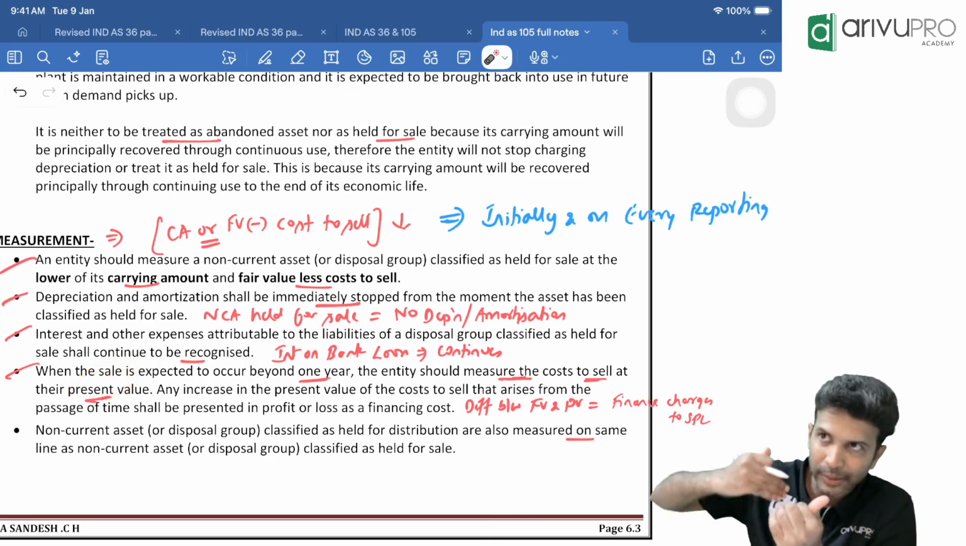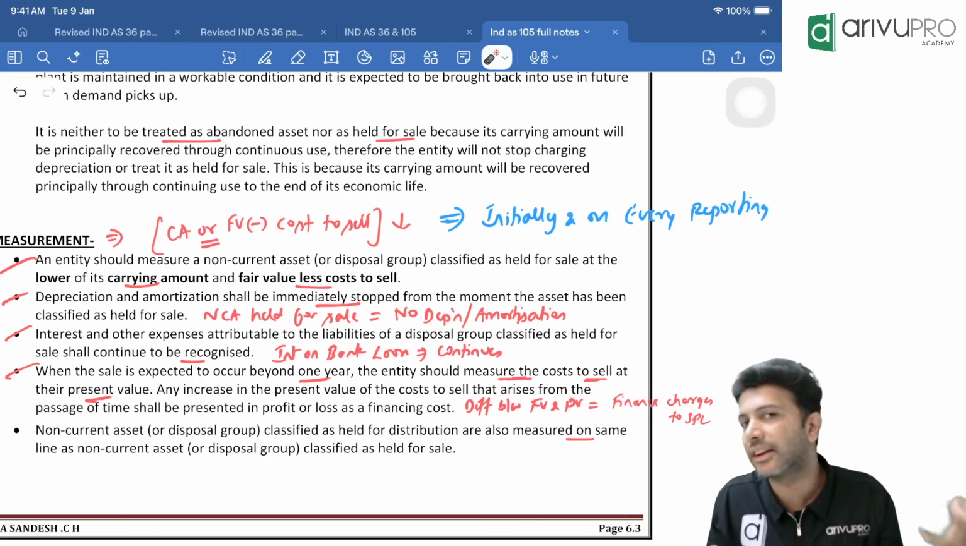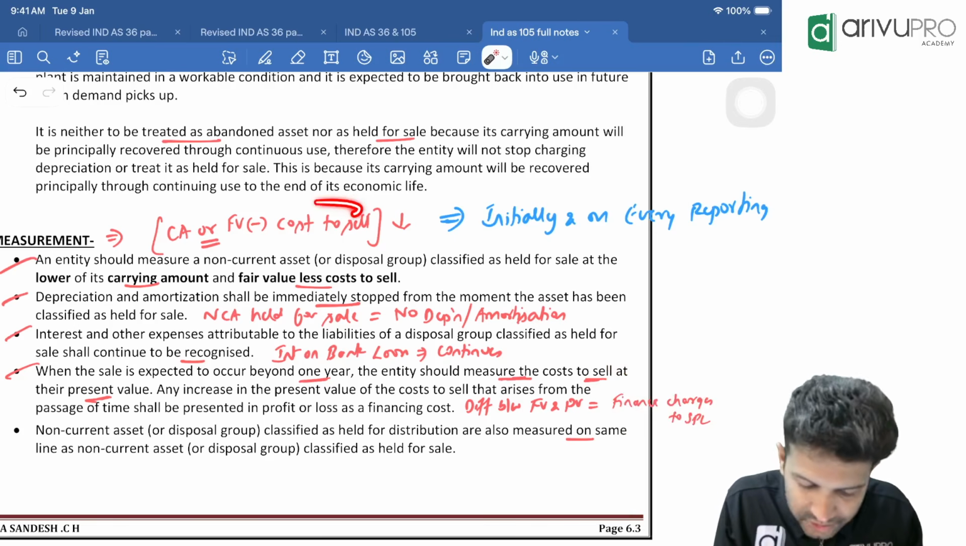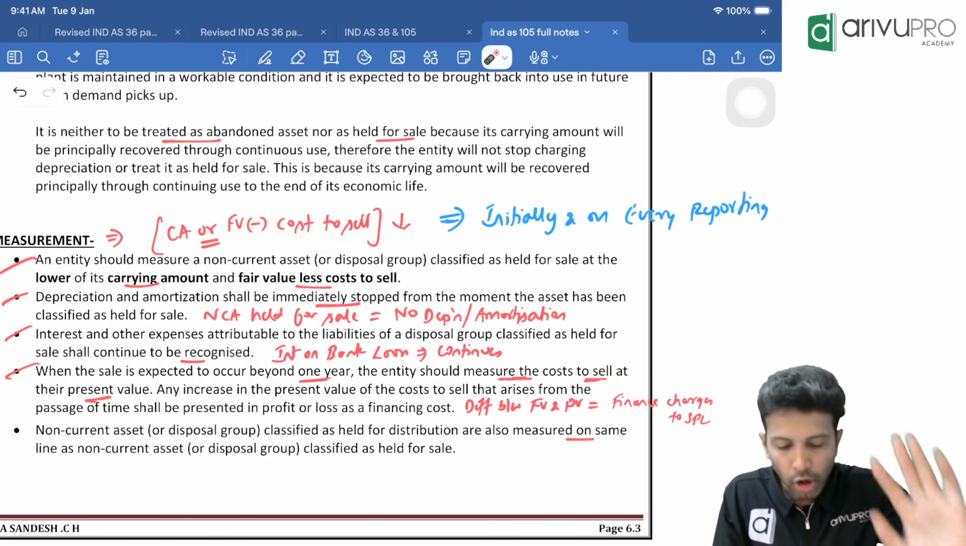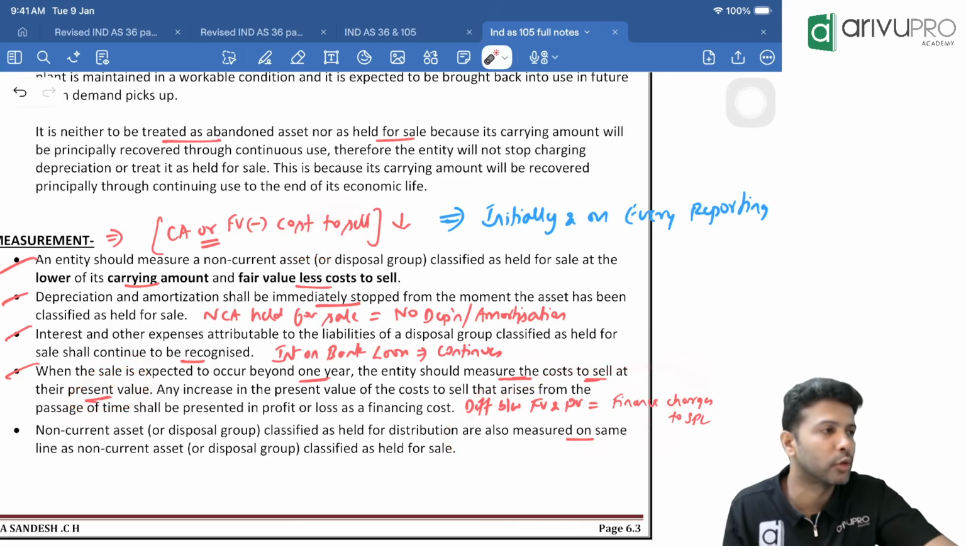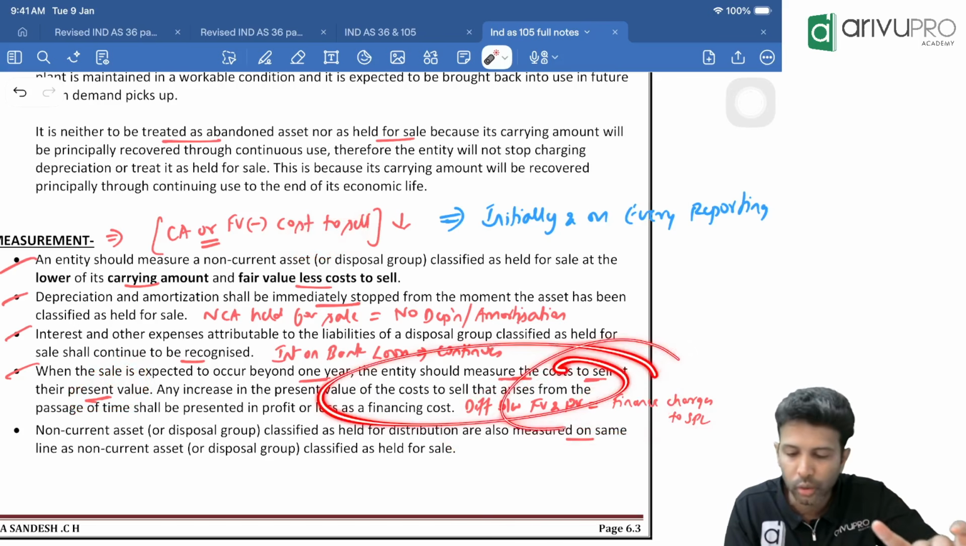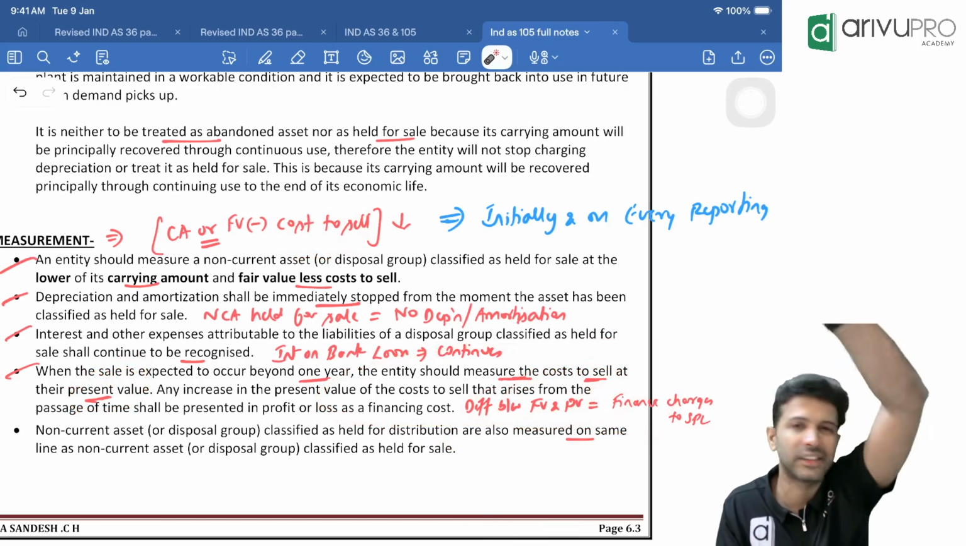So if sale is expected to go beyond 1 year, the selling expense, when you sell an asset, you might incur a selling expense, right? For measurement basis, we'll use cost to sell, right? That cost to sell will be measured at present value. The difference between present value and future value, you'll book it as finance charges. Now, how to account for this? There is one question. We'll see it later.